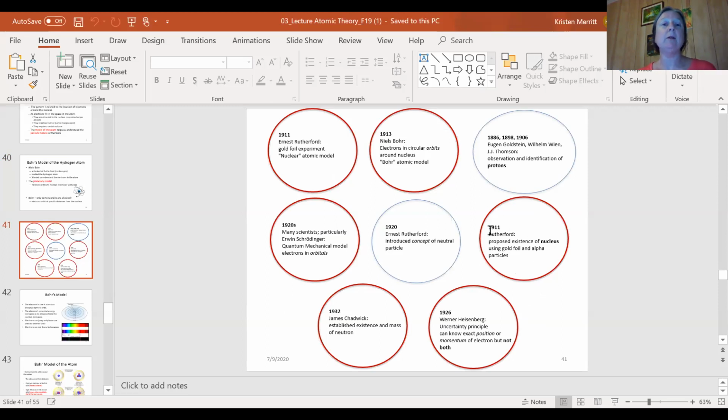And so, by the way, there's Rutherford's nucleus, and Bohr's. Look at all this happened right around the same period of years, very close in time. Then in the 1920s, we start coming up with the quantum mechanical model. So there was a lot happening in chemistry right around this time. And then the neutron was discovered and determined in 1932.